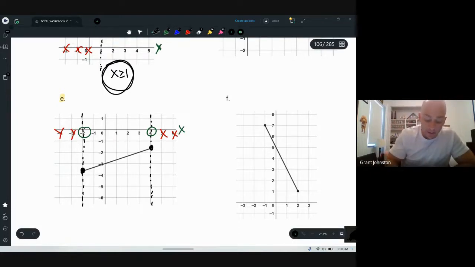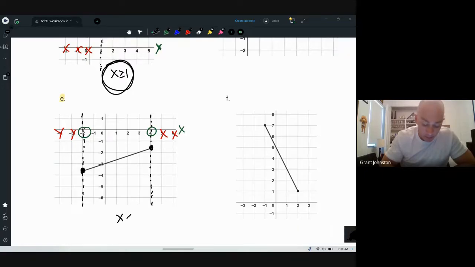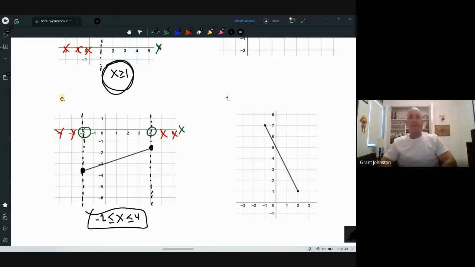So how I'd write this is x needs to be less than or equal to 4, but greater than or equal to -2. That's my domain. Okay?